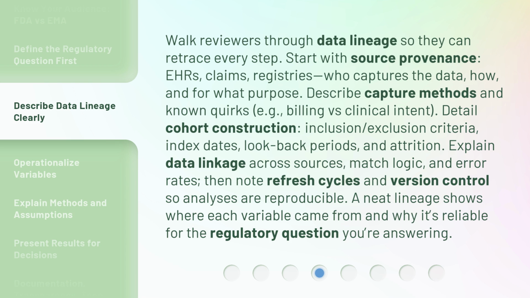Detail cohort construction, inclusion/exclusion criteria, index dates, look-back periods, and attrition. Explain data linkage across sources, match logic, and error rates. Then note refresh cycles and version controls so analyses are reproducible. A neat lineage shows where each variable came from and why it's reliable for the regulatory question you're answering.